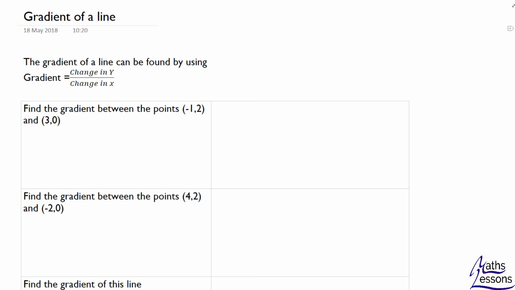So let's start off with the gradient of a line and just check we all understand how to find the gradient of a line between the points (-1, 2) and (3, 0). We're going to use the formula gradient equals the change in y over the change in x. I'm going to give you a few seconds to get your teeth into that and then I'll go through it.